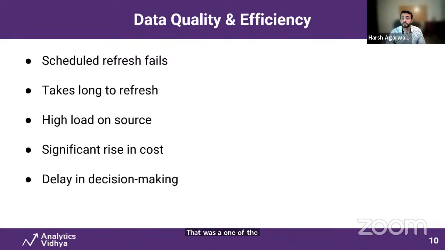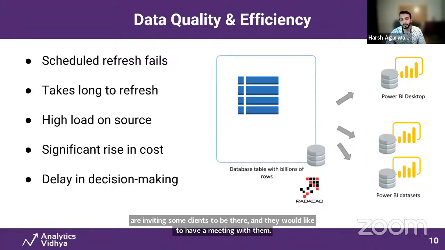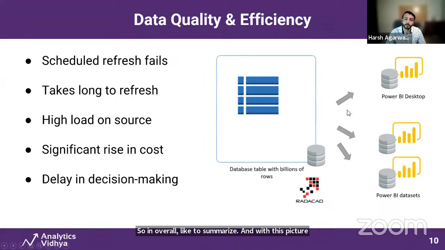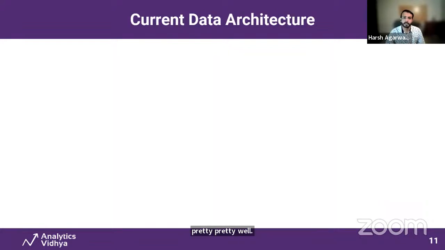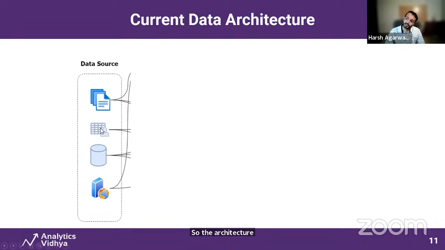And the biggest concern was that there was a delay in the decision making. Let's say they have some meetings coming up. They are inviting some clients to be there, and they would like to have a meeting with them. So to summarize with this picture, there was a database table with billions of rows, and it was being queried across the development happening in Power BI Desktop, as well as the Power BI data sets which were being used for the reporting. Overall, it was a very slow cycle of refreshes, and things were not going very well.